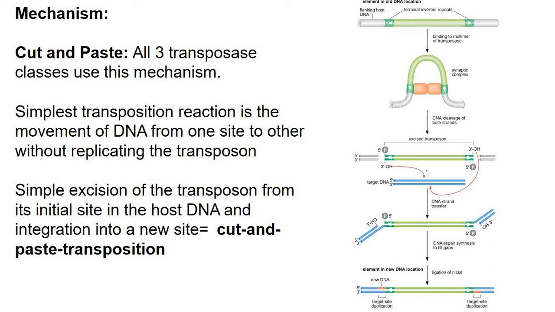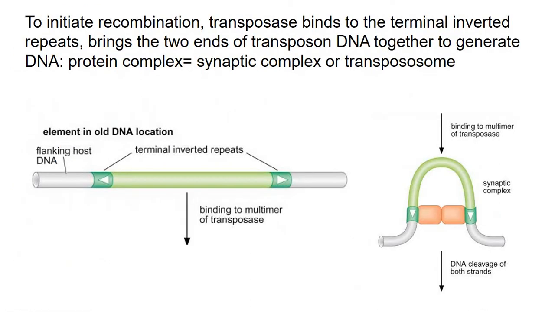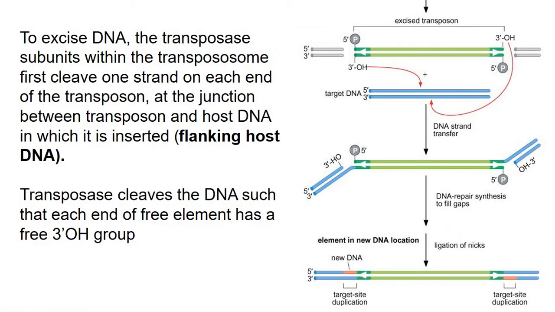So, cut and paste transposition. These integrases now bind to inverted repeats, and this will then lead to the excision of these transposable elements, and let's talk about that in more detail. To initiate the recombination, these transposases bind to the terminal inverted repeats. It brings these two ends of the transposable element together and makes this DNA protein complex called the synaptic complex or transpososome. This transpososome is very important because that's the first step in cutting it from the existing DNA sequence.